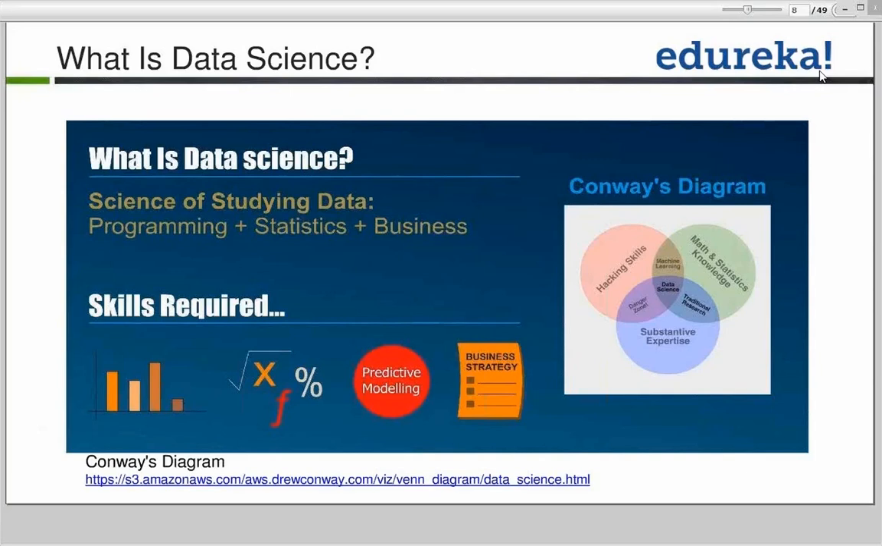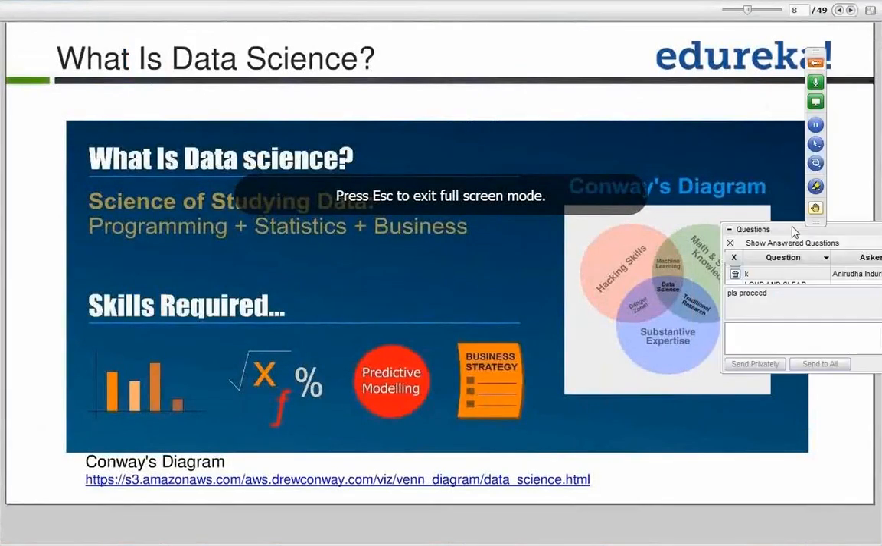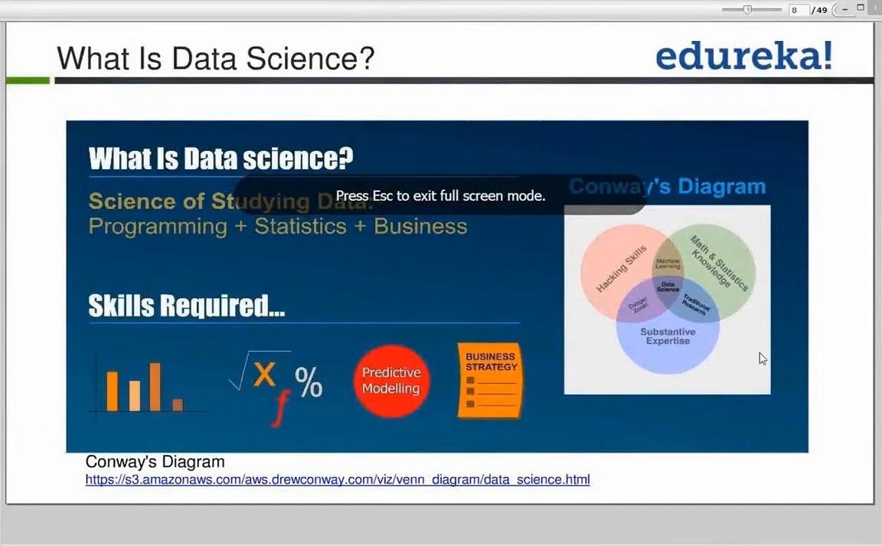Then of course you need to know statistics and you need to know the business. If you look at the Conway's diagram here, it's a very interesting Venn diagram, which tells us how these three areas correlate, and how, to be a good data scientist, you really need to fall in that small space where you have knowledge of all three. So let's say you're very good at programming, and you have knowledge of maths or stats, but you don't have domain knowledge. You may come up with a lot of models and machine learning techniques, but they really may not give that value to the business.